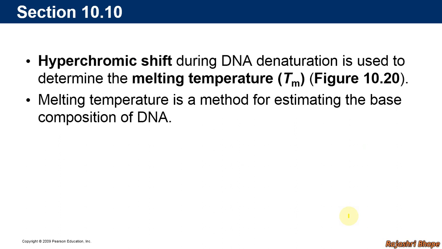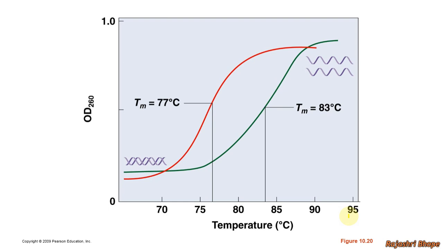Hyperchromic shift during the DNA denaturation is used to determine melting temperature. Okay, melting temperature is the denaturation method for estimating base composition of the DNA. This is melting temperature. Now see this DNA molecule. Here only one DNA molecule is shown.